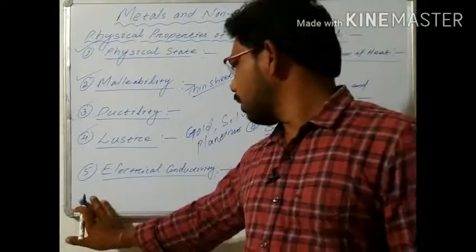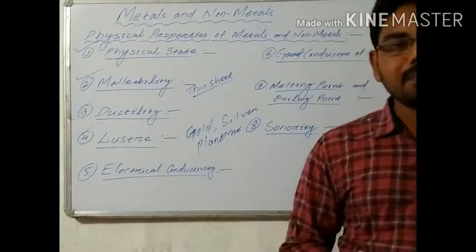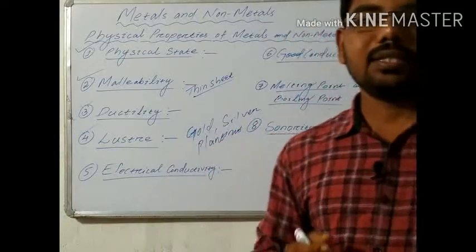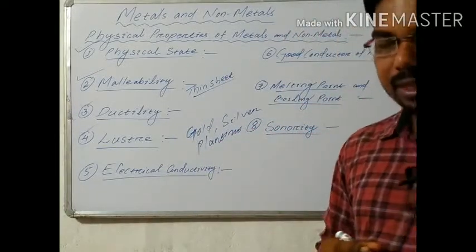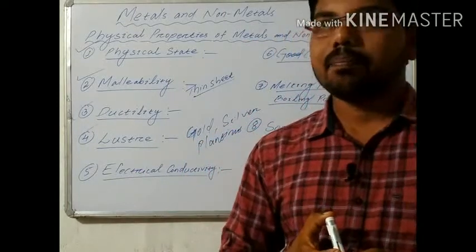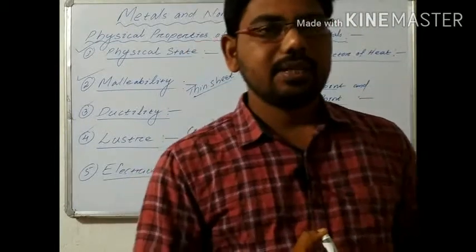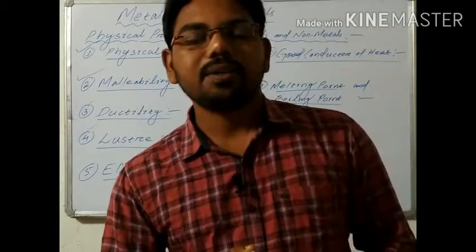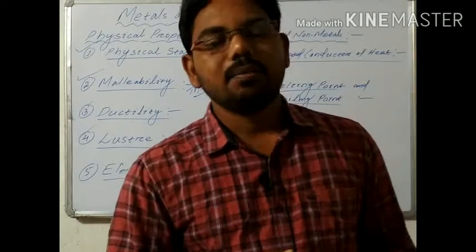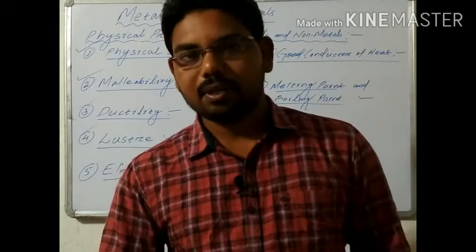Next property is electrical conductivity. Metals are generally good conductors of electricity. Most metals are good conductors of electricity, which means they can be used as electrical electrodes or in electrical appliances. Metals like iron, silver, copper and gold are good conductors of electricity.